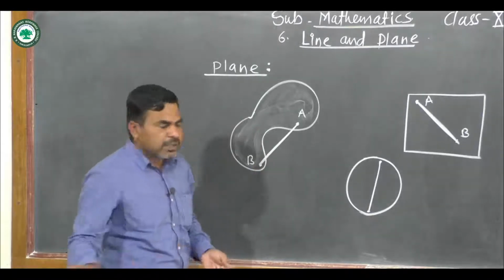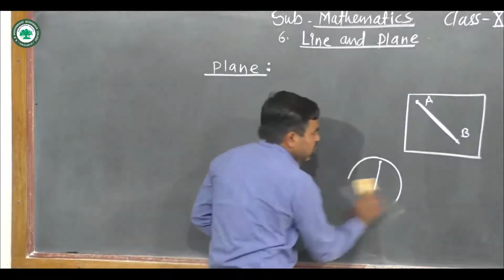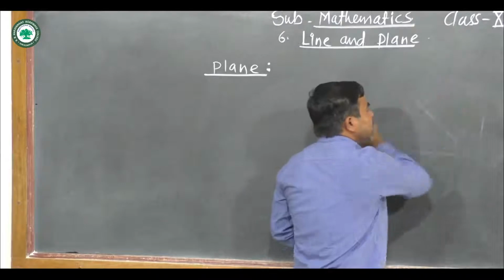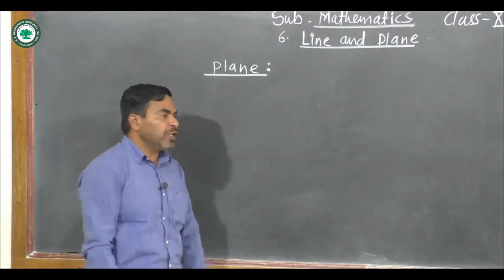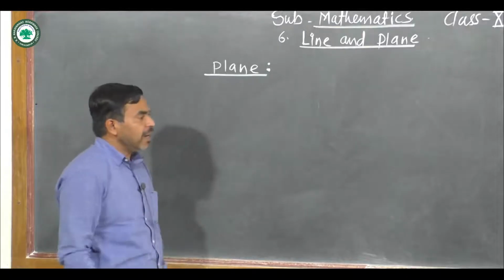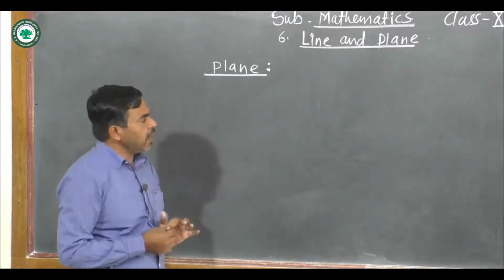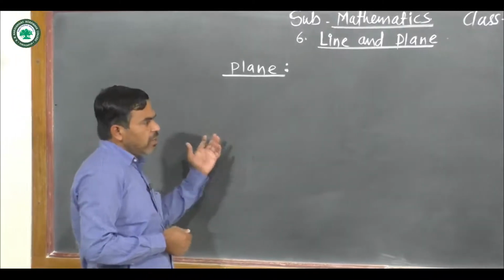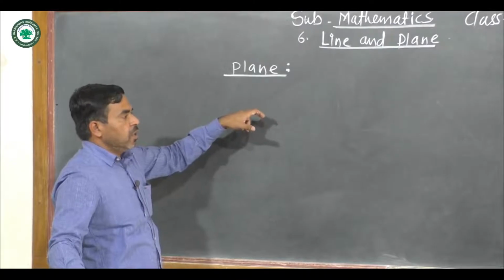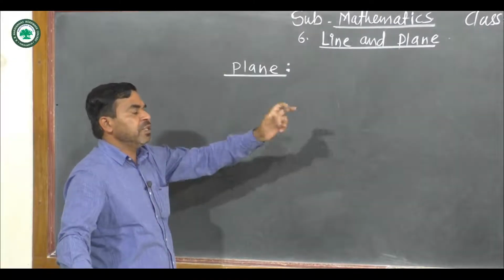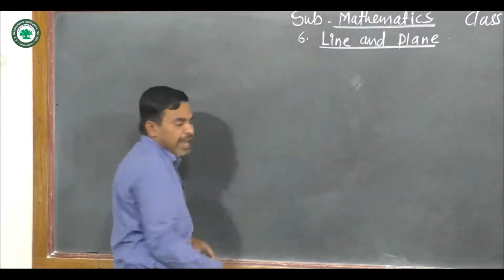So plane is a surface such that the line joining any 2 points on it lies totally or entirely on that surface. Such a surface is called a plane. And now today we are going to see the equation of plane. Equation of such surfaces means equation of plane. So let's see the equation of plane.